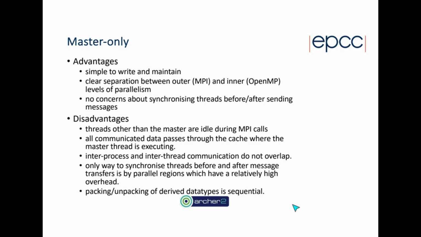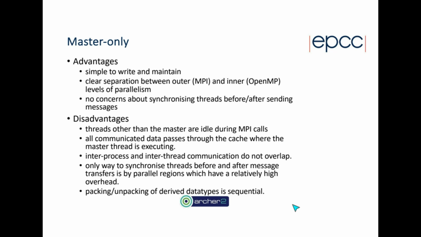The downside is that there are several. It basically means that while the MPI calls are happening, the threads other than the master thread can't do anything. So while the MPI calls are happening, the other cores that the threads could potentially run on are sitting there doing nothing, and that turns out to fairly strongly limit the number of threads that you can use with this style.